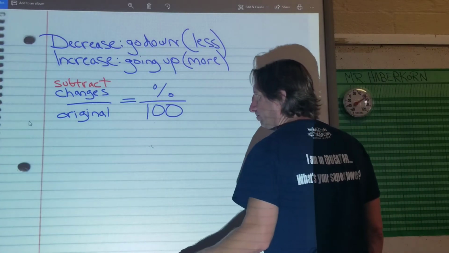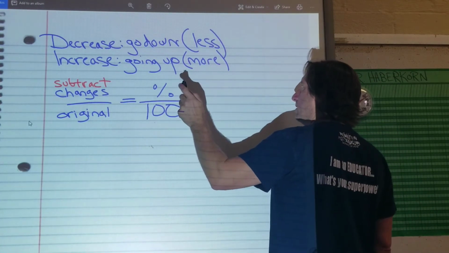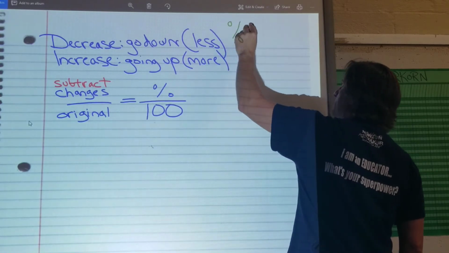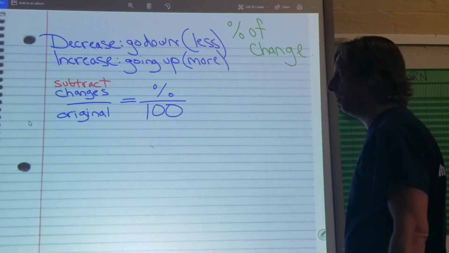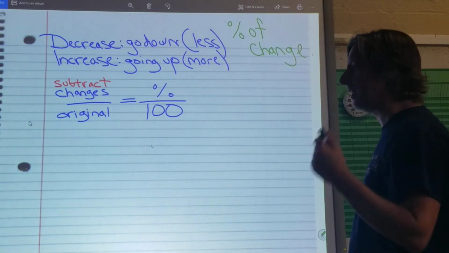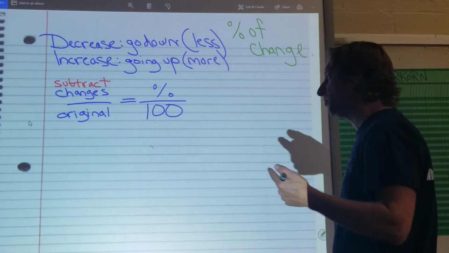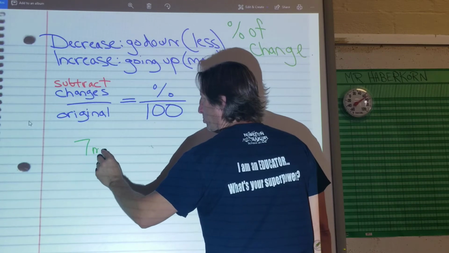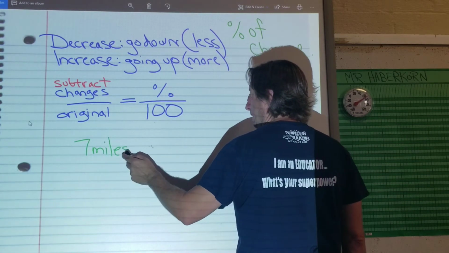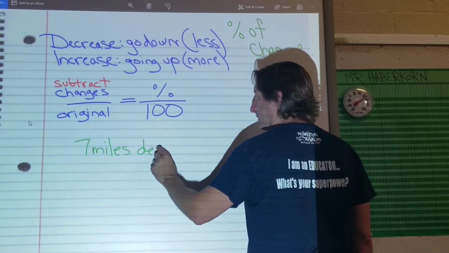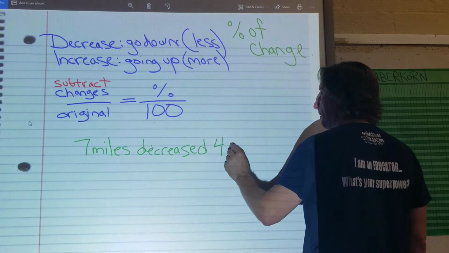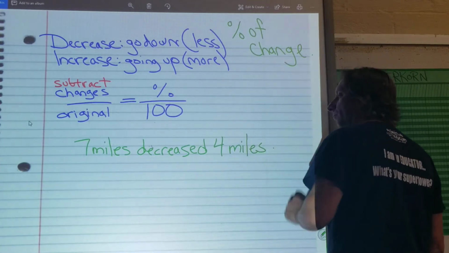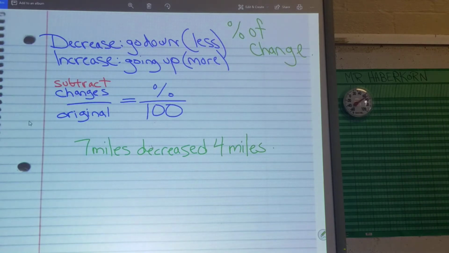All right, so remember, these are called percent of change problems. Percent of change. All right, so we'll say Mr. Habercorn ran 7 miles last week, and it decreased this week because they get lazy, and he only ran 4 miles this week. So it decreased from 7 miles to 4 miles, all right?